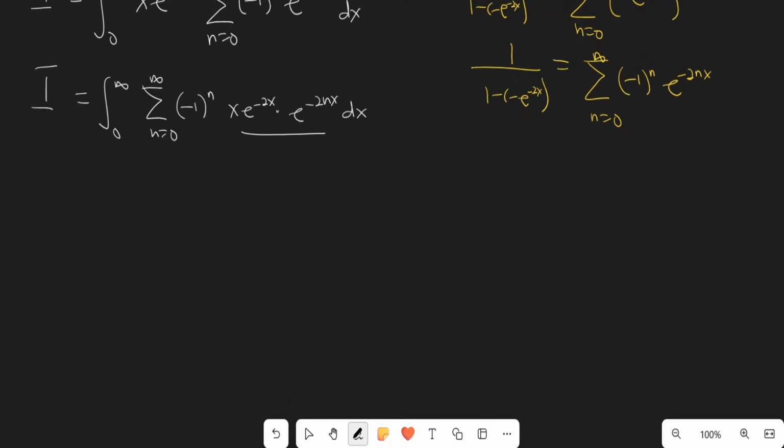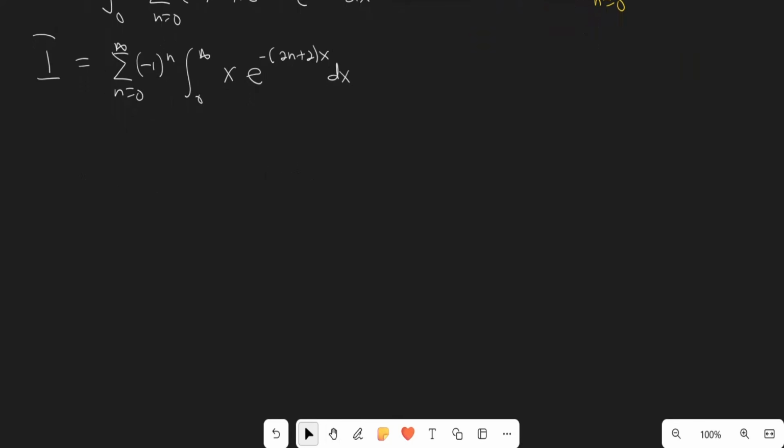Now you can use laws of indices there. So this is going to be the summation. I'm switching the summation sign and the integral sign. Negative 1 raised to the power n, the integral from 0 to infinity of x. Using the laws of indices for this one, that is going to be e, summing the exponents. Negative 1 is common, pull that one out. Then you are going to have 2n plus 2, and then x common out, and then dx. So this is what we have after applying the laws of indices.